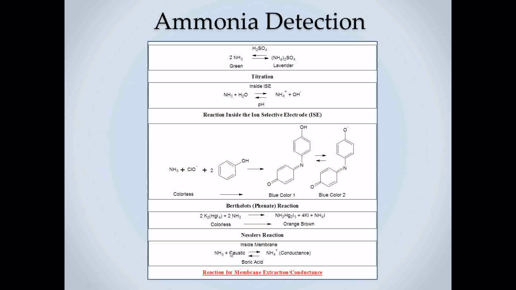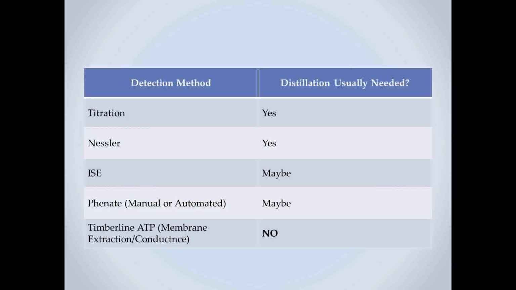And now we have the membrane extraction. And basically what you have is your sample is made caustic with sodium hydroxide. It permeates the membrane. It's picked up by a boric acid buffer. And then this change in the boric acid buffer you measure as a change in conductance. So let's take a look at, do I need to do distillation?